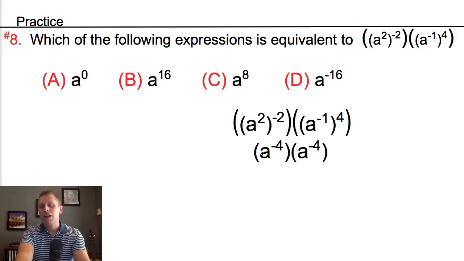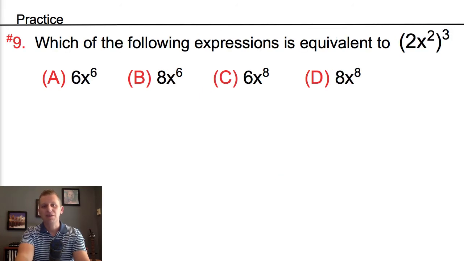Now we are taking two pieces with the same base and we're multiplying. This is not a power to a power anymore. When you multiply two pieces with the same base, you add the powers. Negative 4 plus negative 4 is negative 8. Let's try one more. See what the solution is to this one.